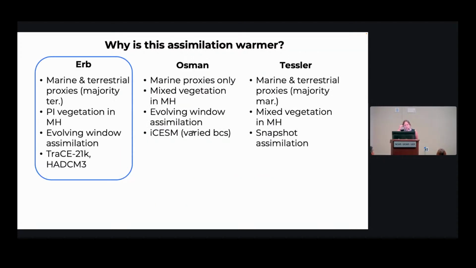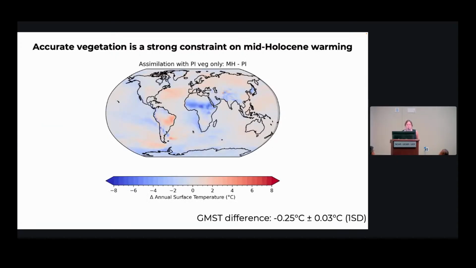We can also look at Erb. They use a mix of marine and terrestrial proxies, with a majority of them being terrestrial, and they only use mid-Holocene priors that have prescribed pre-industrial vegetation. So when we use only members in our mid-Holocene that have prescribed pre-industrial vegetation, we get a quite cold mid-Holocene. This is really not an apples-to-apples comparison because our proxies are very different, and this is a relatively narrow ensemble in my case, but it is informative that accurate vegetation is also a strong constraint on mid-Holocene warming.